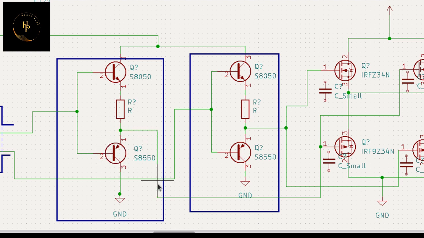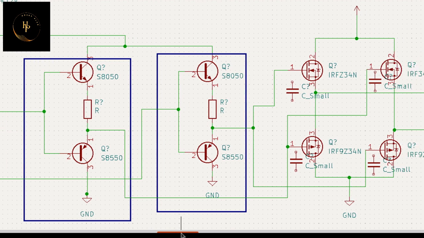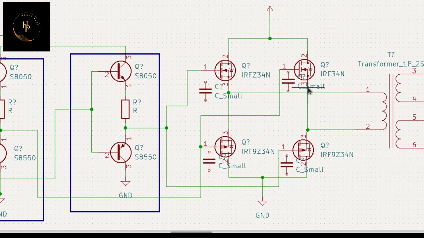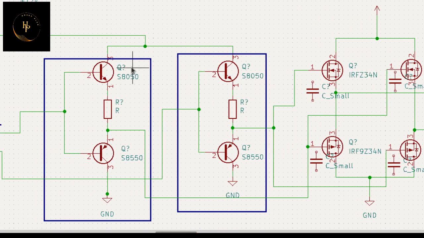You get a voltage here, you put this voltage on these two MOSFETs, one is here and another is here. So this MOSFET is on, this MOSFET also, then your power comes here, charges the primary coil of this transformer and goes back through this MOSFET to ground. That is your first level.